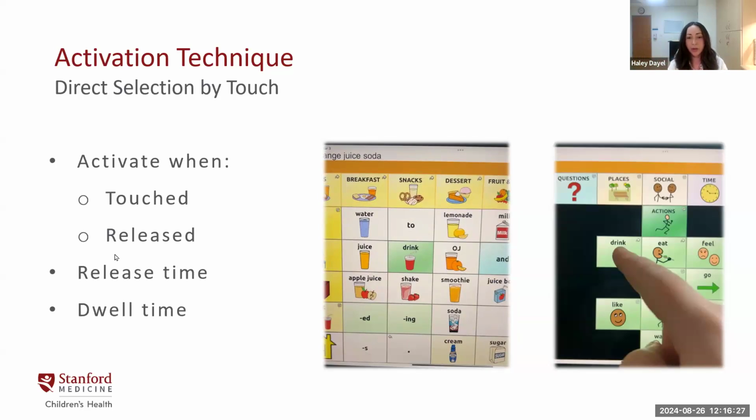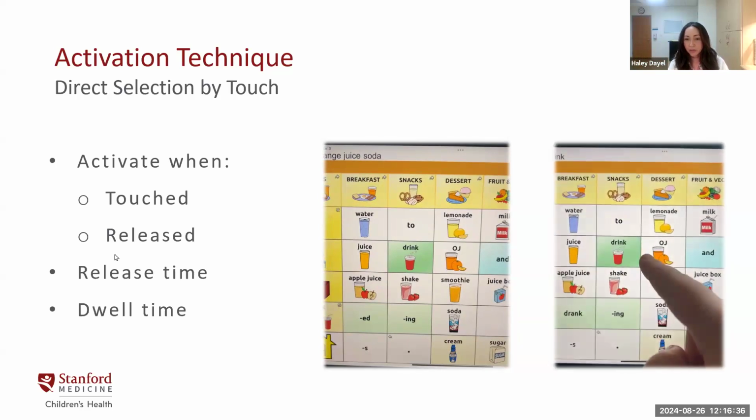So you'll see that here on the right. They're still going to make the same movement, but in this case, because we've added a release time, it's just going to activate when they touch down on drink. Drink.